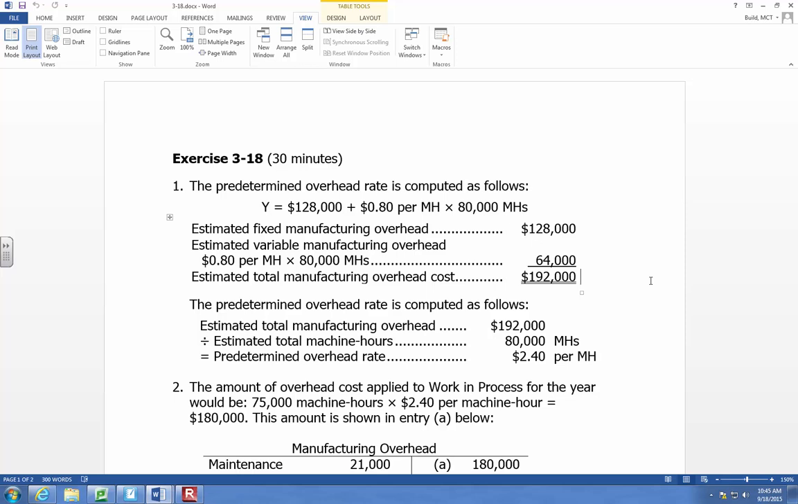So the next thing says, I applied overhead to WIP based on the actual number of hours I worked, which were 75,000. And they give you this manufacturing overhead account, and they give you a bunch of debits. What are all those debits on the left side? Actual elements of overhead. And then they have a question mark on the right, which is what? How much did I apply? Well, Hannah, how much did I apply?